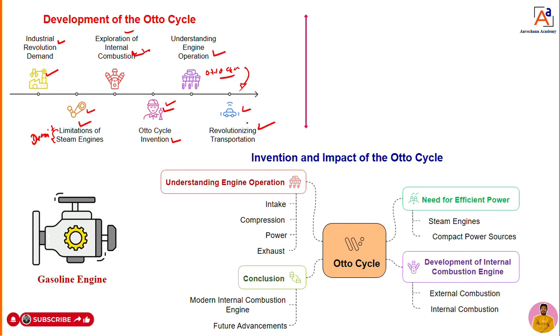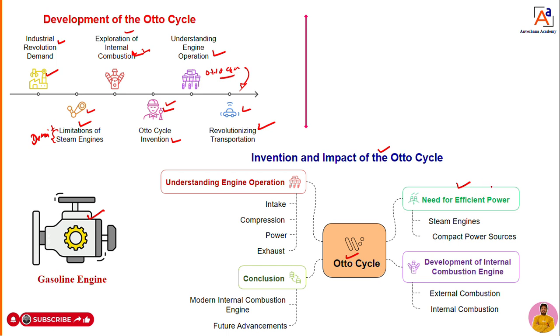Okay, fine. So like this, the Otto cycle came into reality, dear students. Now, gasoline engine, or Otto engine, or petrol engine, or spark ignition engine. We will discuss the operations of the Otto cycle here. So, the invention and impact of the Otto cycle: how was the Otto cycle invented? There was a requirement of an efficient and compact power machine, and that too should take combustion inside.